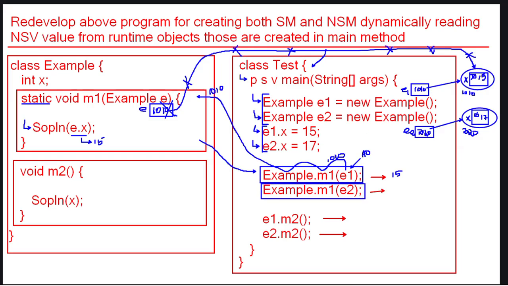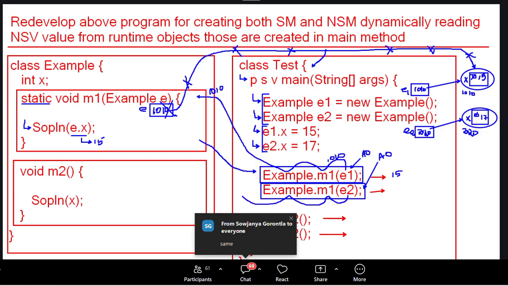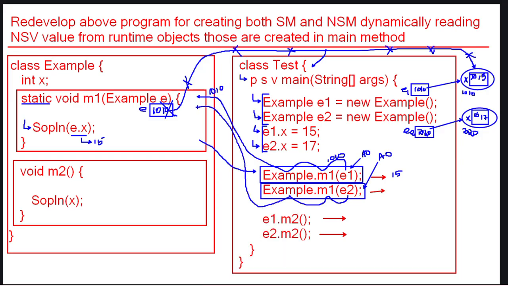Example dot M1 of E2. Again, is it a different statement or the same statement? Same statement. What is changed? The object. By passing the E2 object. What is the E2 object? It is also an argument object. By passing the E2 object as an argument, the M1 method of the example class is called. Now again control comes to the same M1 method with another reference what?